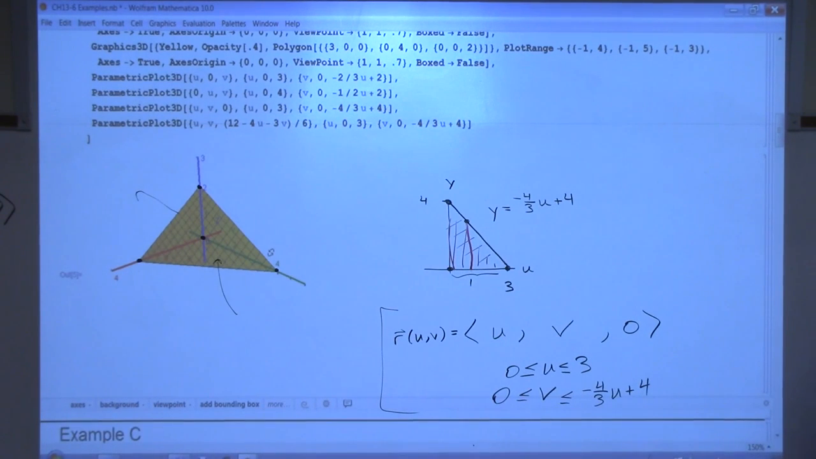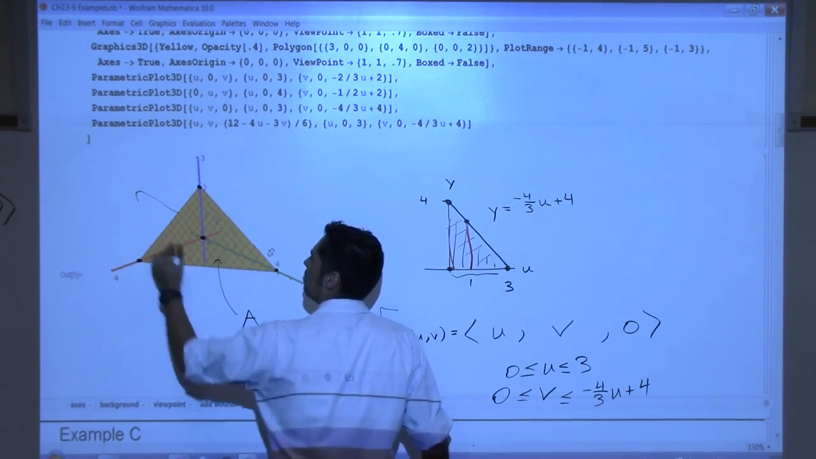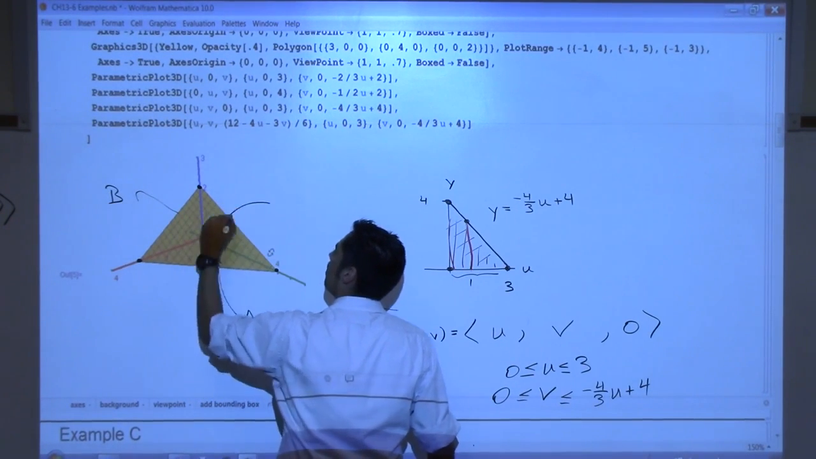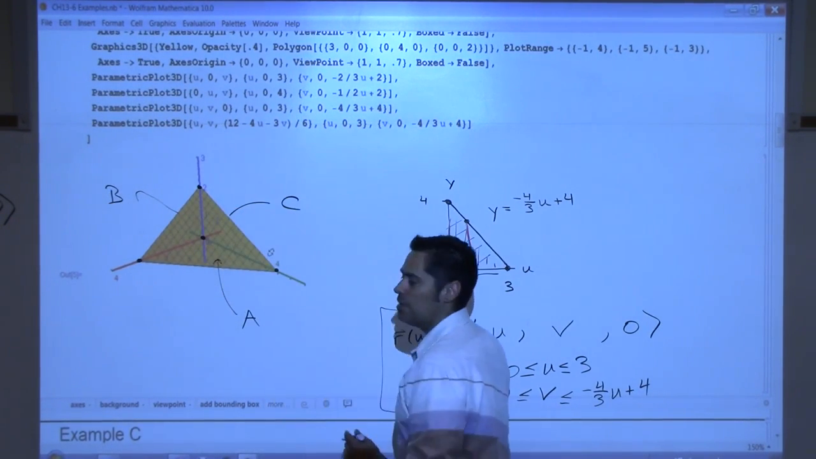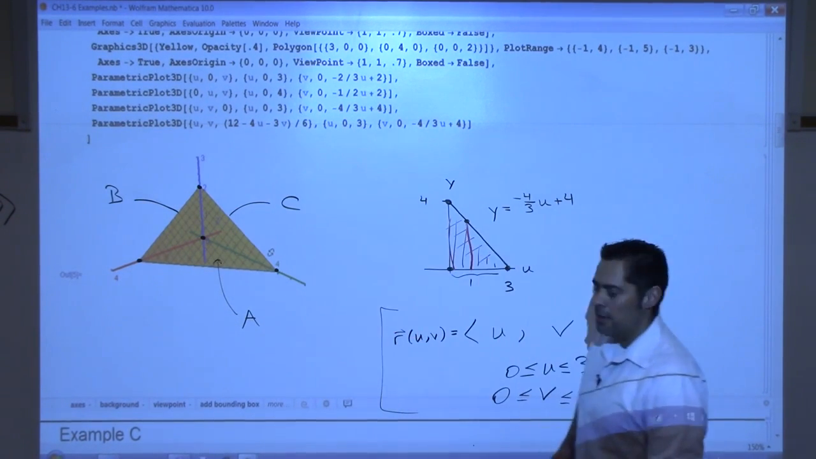All right. And let's call these something. Let's call this surface A. Let's call the one over here B. And the one on this back side, let's call it C. That way we're all on the same page with this. So everyone try B right now.